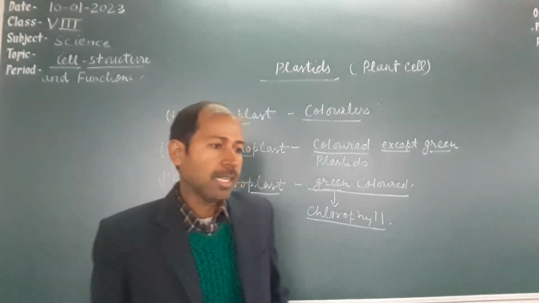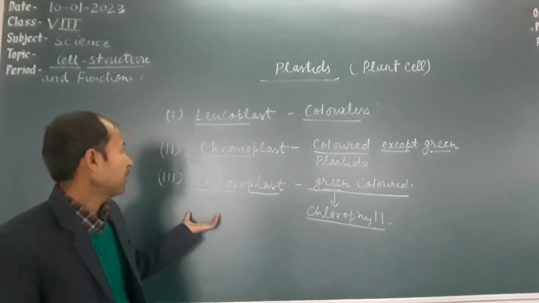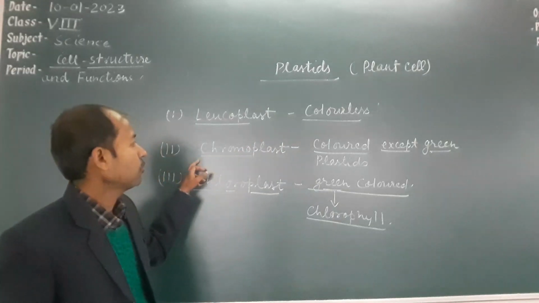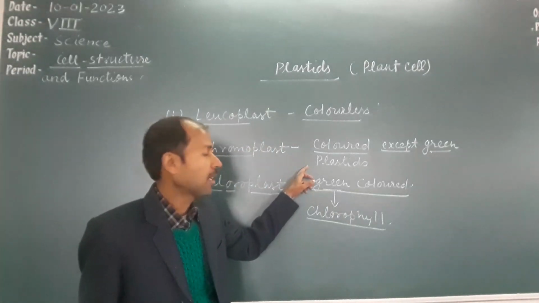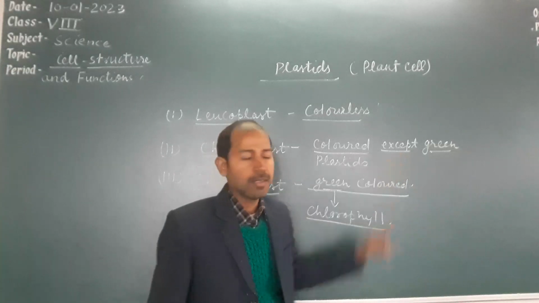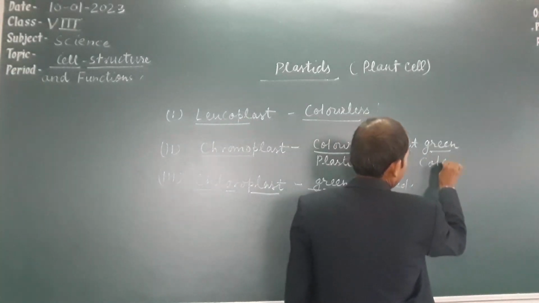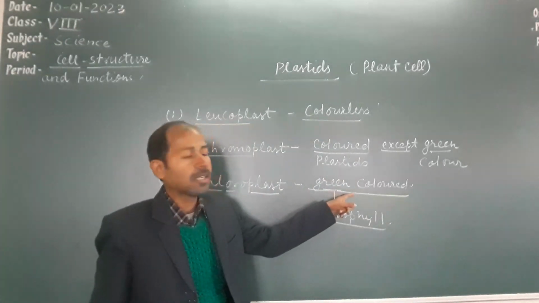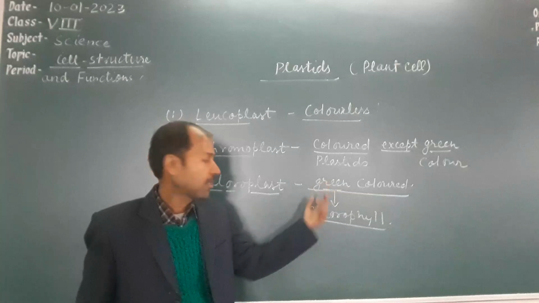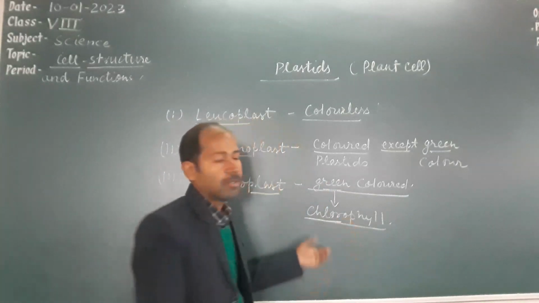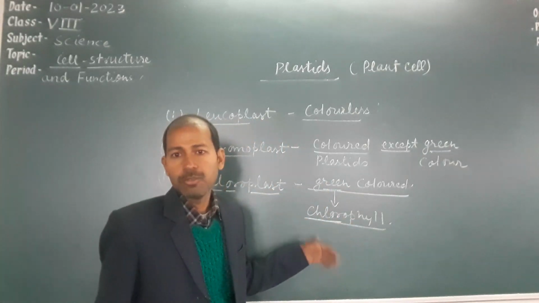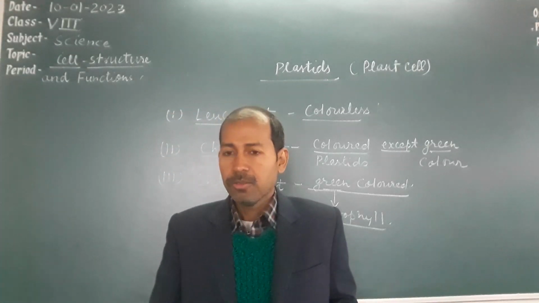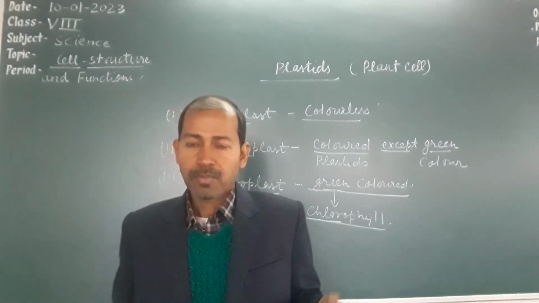So these are the three types of plastids. First is leucoplast, which is colorless. Second is chromoplast, which is a colored plastid except green color. And third is chloroplast, that is a green colored plastid, and it is green due to the presence of chlorophyll. And you know that the color of a leaf is green due to the chlorophyll.